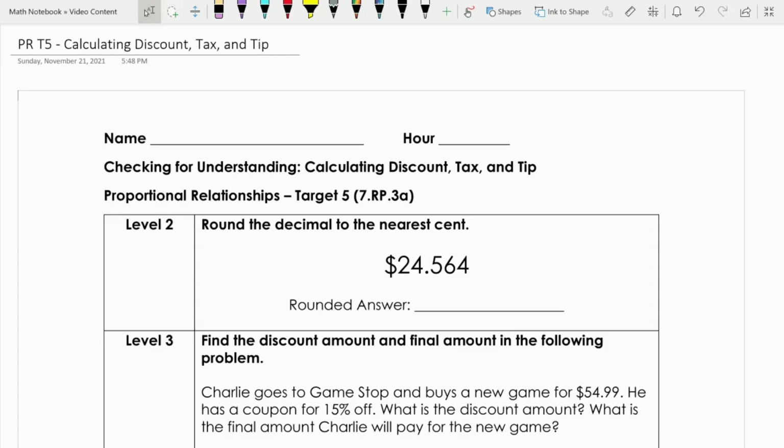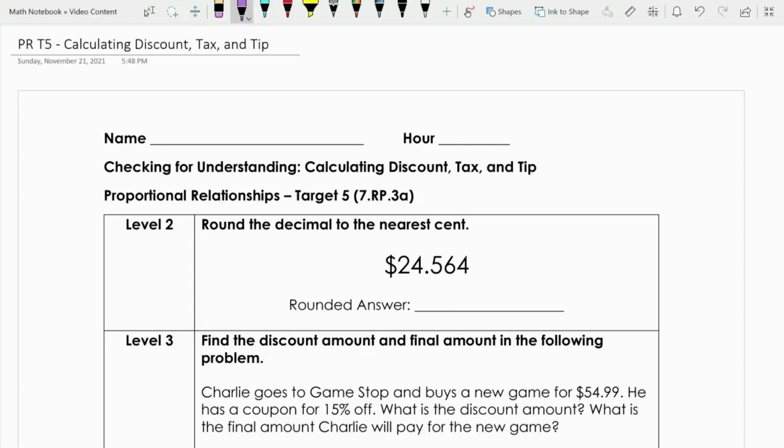This is the explanation video for Proportional Relationships Target 5. And in this target, we were learning how to calculate discount, tax, and tip. So we're just going to go through the level 2 and level 3 questions.